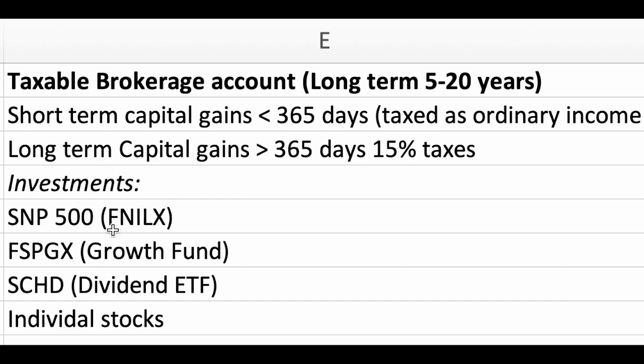I'm going to show you the investment that I do. I invest in the S&P 500, the Growth Fund, and SCHD. This is all within Fidelity. And then I own individual stocks as well. But let me just show you really quick on my Fidelity, just so you can kind of get an idea of what it looks like.